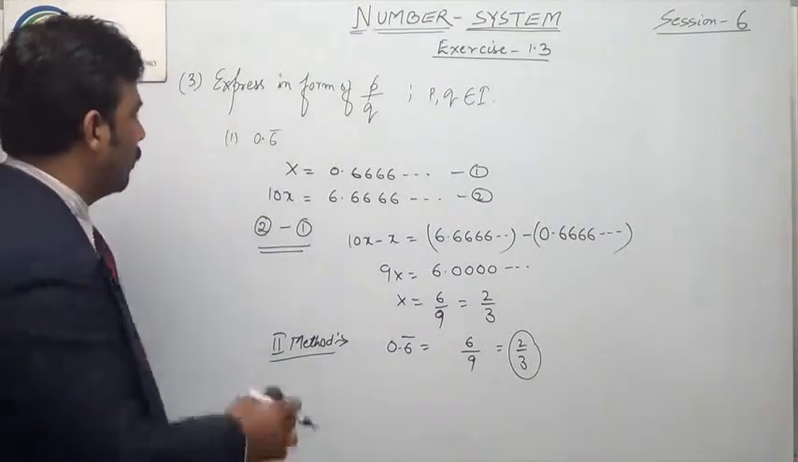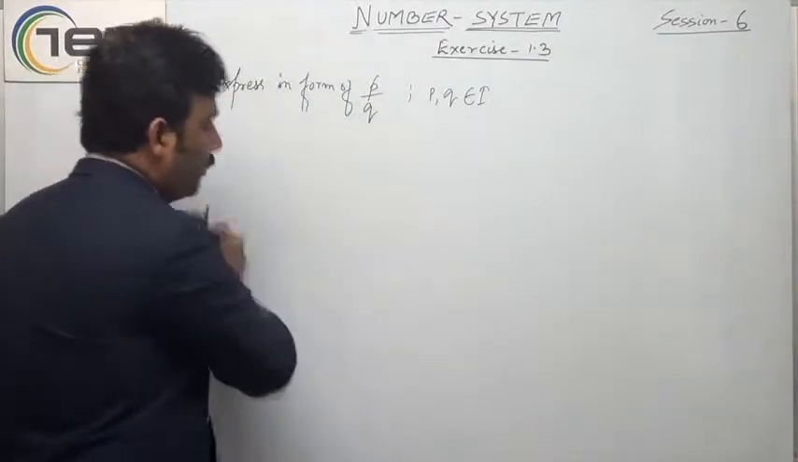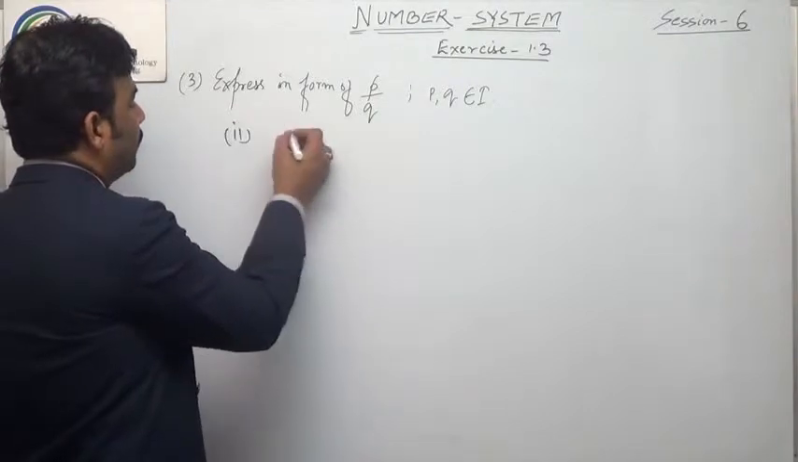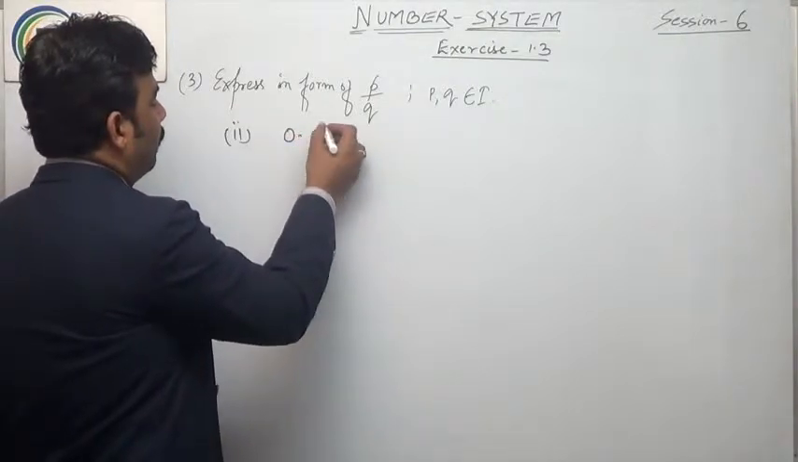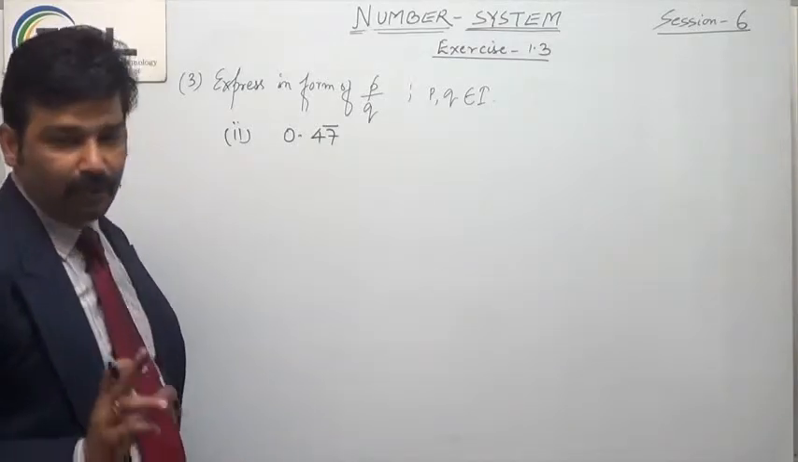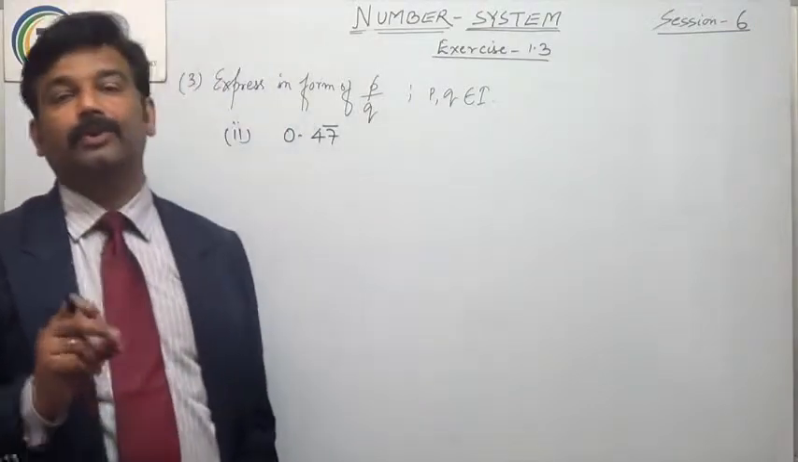Let's go to the next part. The second part of this is 0.47 bar. The bar is on 7, 4 is not repeated here. 4 is not repeated, 7 is repeated only. So what to do, how to do?